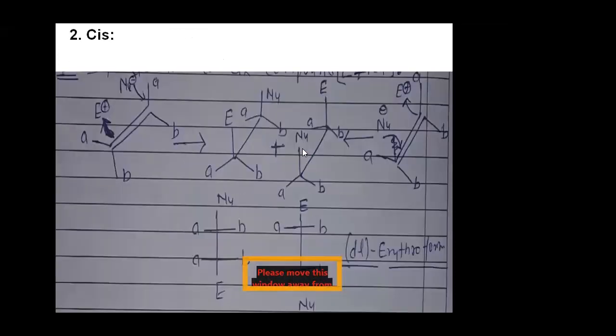Now you can see the next case. We can make it clear when we discuss it case by case. So now if it is cis, it means A on the same side, B on the same side. So if cis, then Nu comes from the back side and E comes from the front side. So Nu attacks the back carbon and E attacks the front carbon. Then you can see they convert into Nu and E, because both come from the same side. Because it is a syn type of addition. So Nu above the plane, E also above the plane, and A and B below the plane.